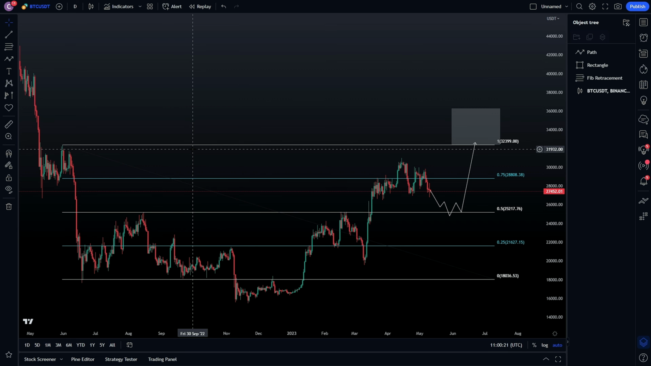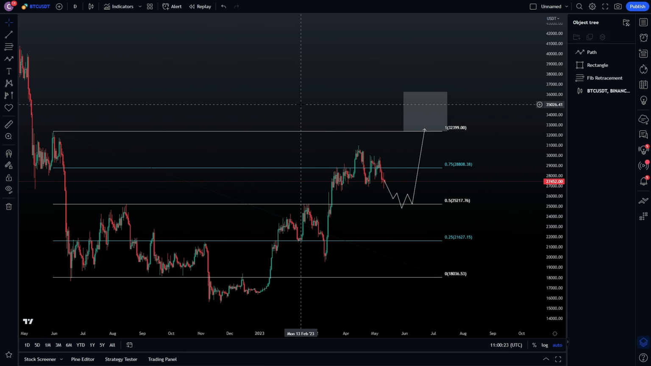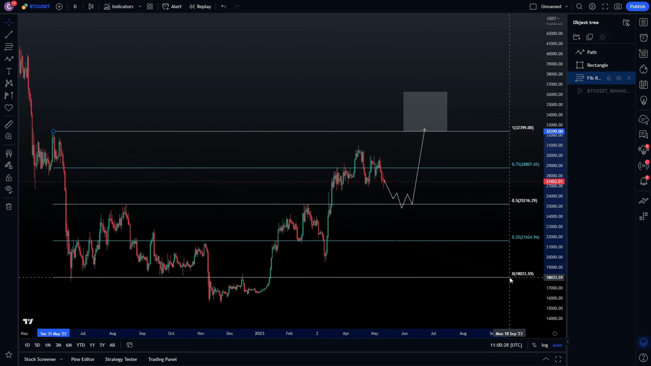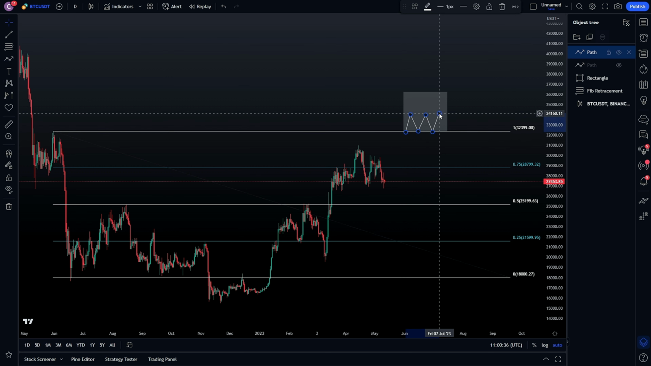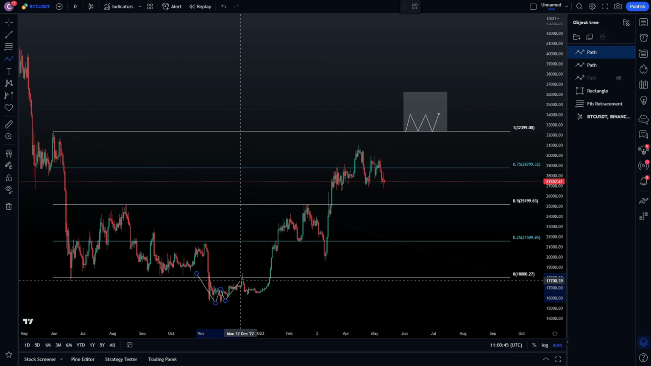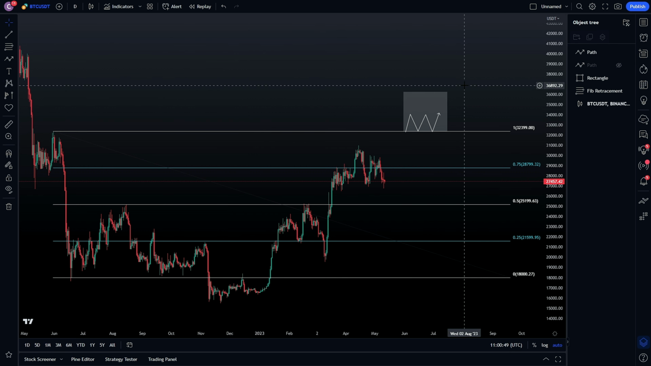And that is where it becomes interesting, because as soon as we break that range high and price starts consolidating above that range high, people will get extremely bullish. But instead, this consolidation area is very bearish. Because if it starts consolidating over here, just like it started consolidating over here, I think that is a massive sign of distribution going on by the whales and by the bigger players.